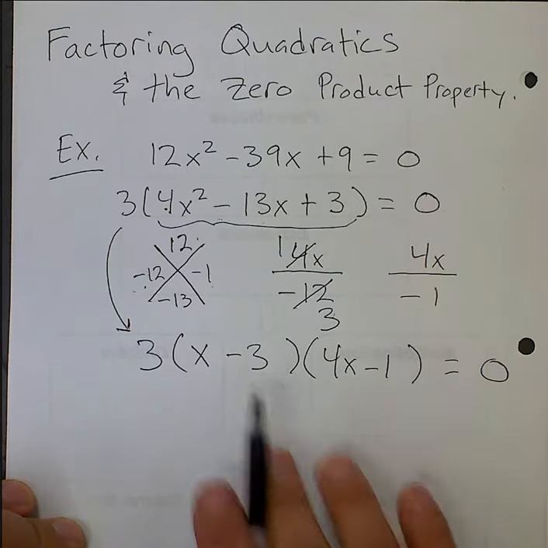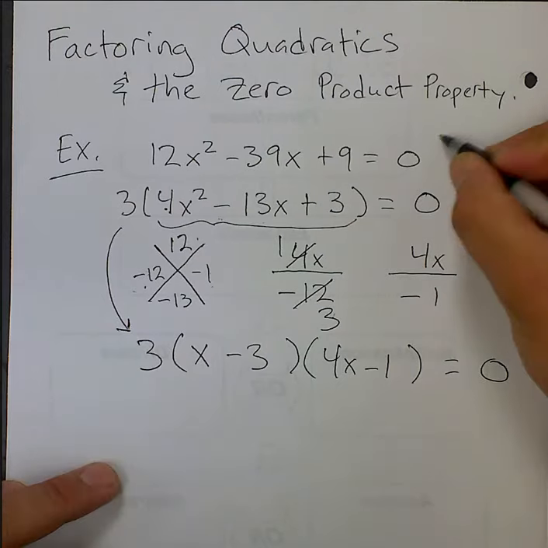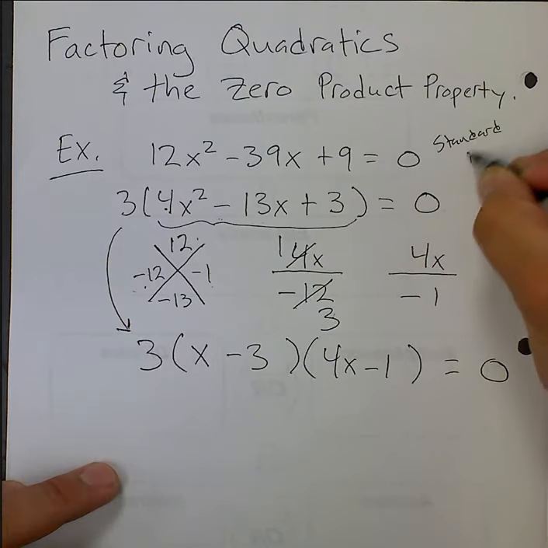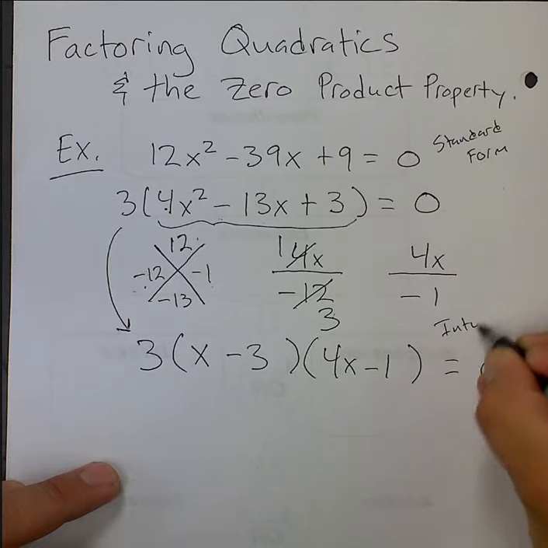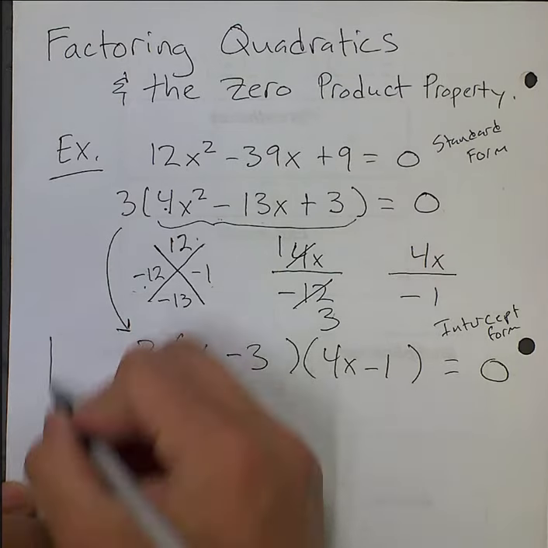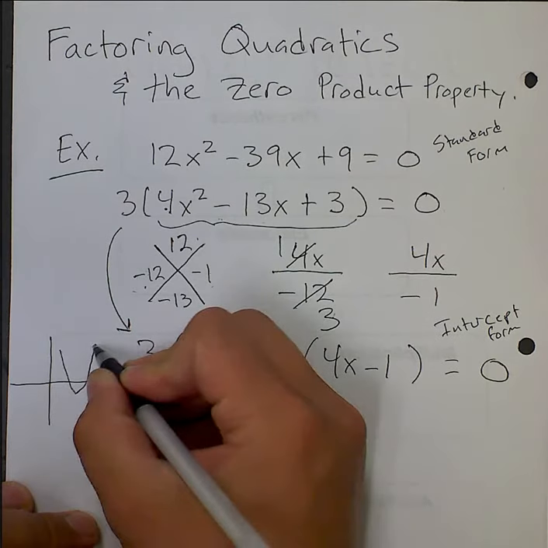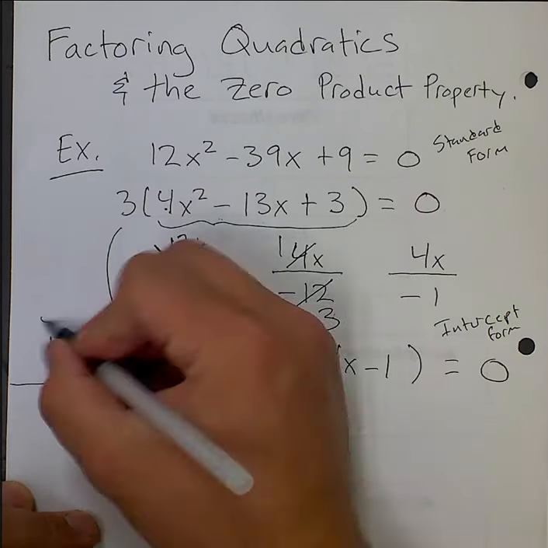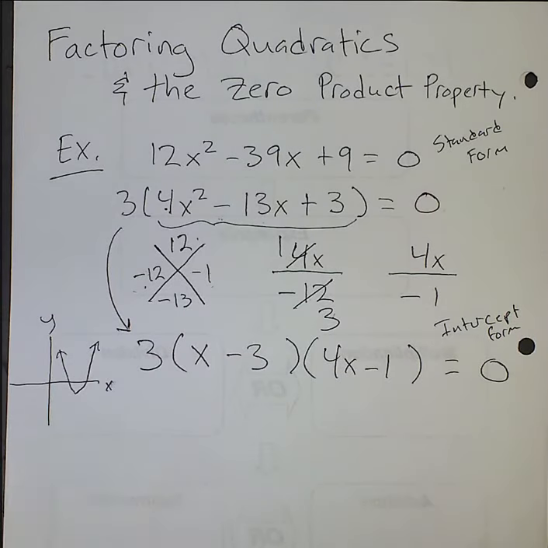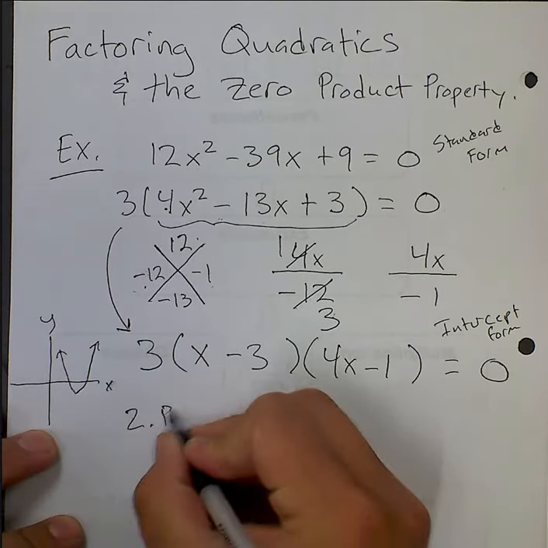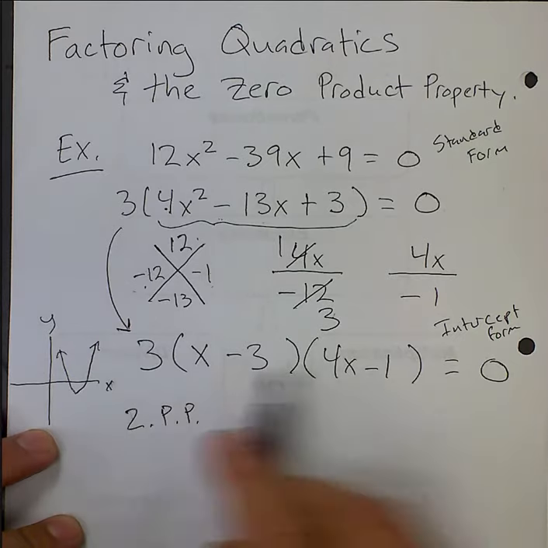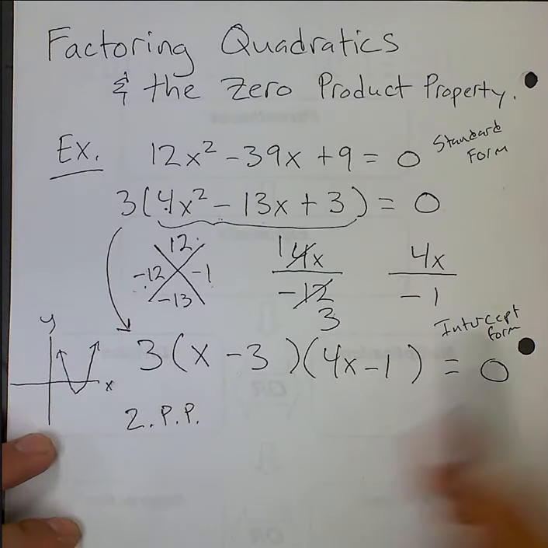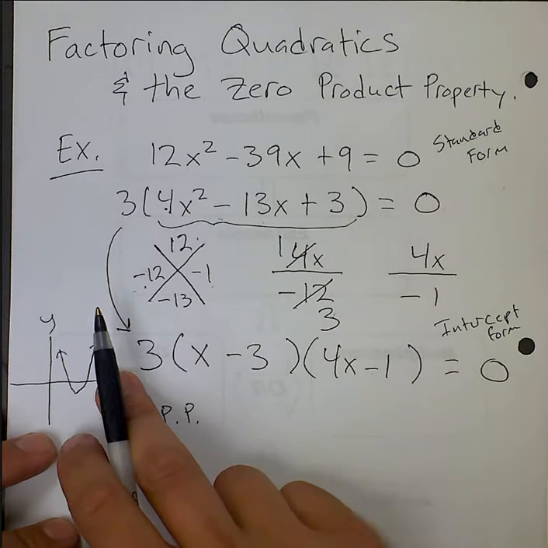But we basically changed the quadratic from standard form to intercept form. From this form we can easily identify where this parabola, the graph of this quadratic, crosses the x-axis. What we're going to do is use the zero product property, ZPP. We have basically 3 quantities being multiplied together to equal 0. If 3 quantities are multiplied to equal 0, one of them has to be equal to 0, or any 2 of them, or all 3 of them.